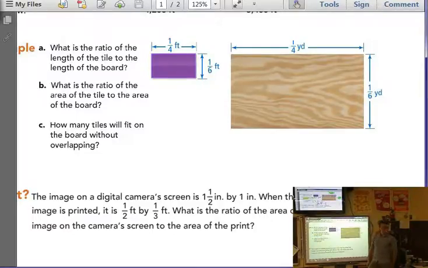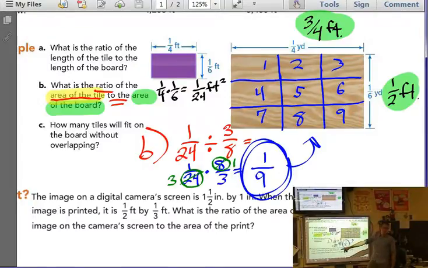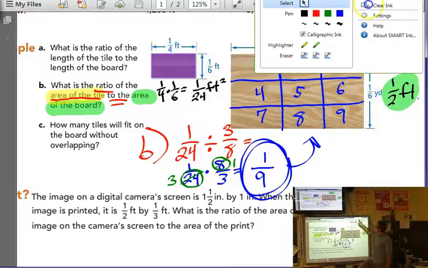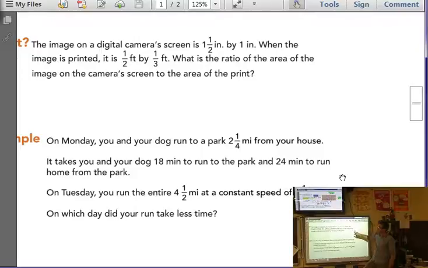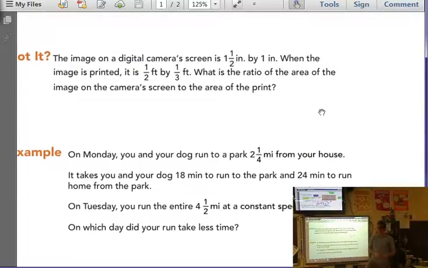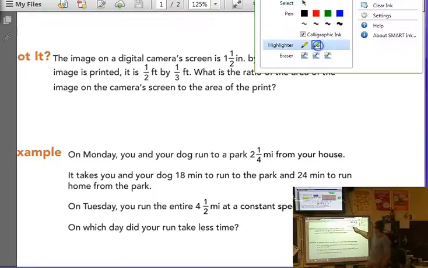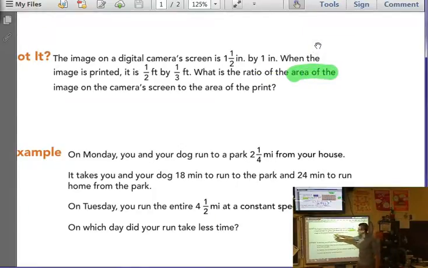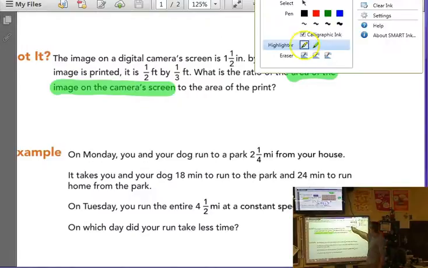The image on a digital camera, which is what I struggle with when I go to take pictures at your guys' events, is 1.5 inches by 1 inch. Very small screen. When we print it out, it ends up on a print that's 1/2 foot by 1/3 of a foot. What is the ratio of area of the screen to area of the print?